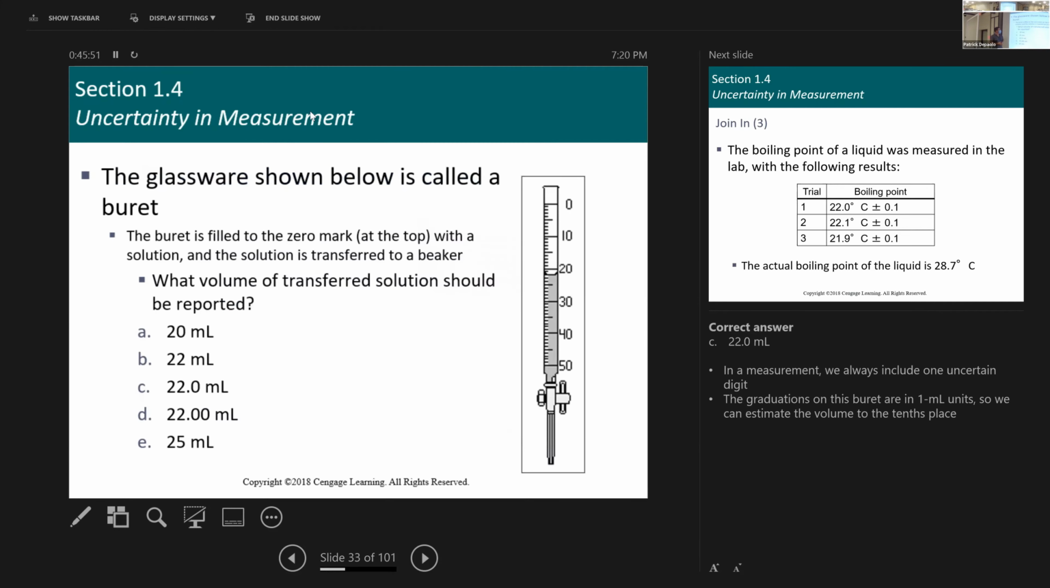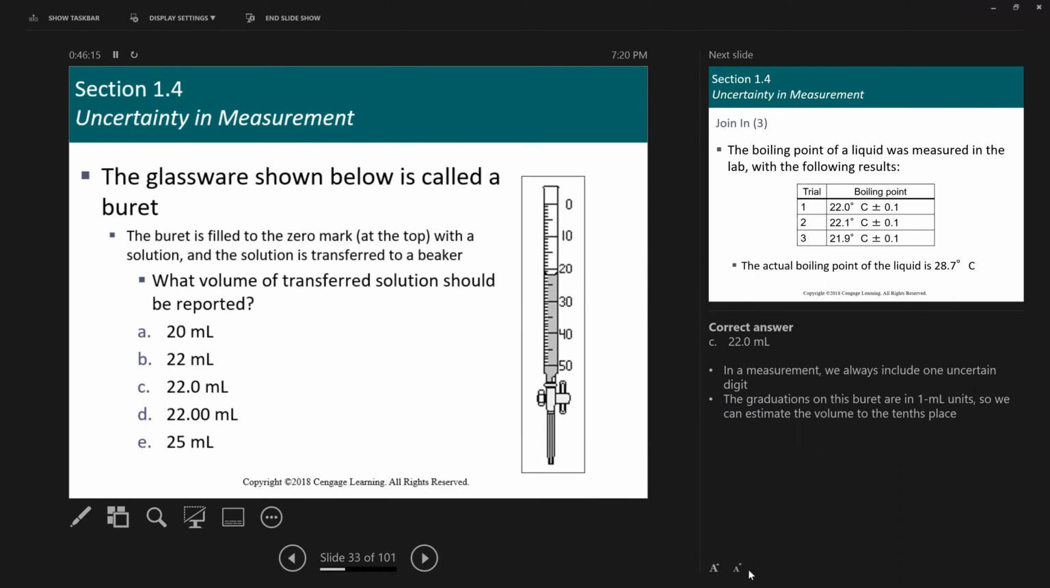Okay, let's do this one. We have a burette up here, and can anyone tell me what you would report as the volume of the burette? You might have to look at it closely. It's very pixelated. Based on what we learned about measurements today, what would be the correct measurement?